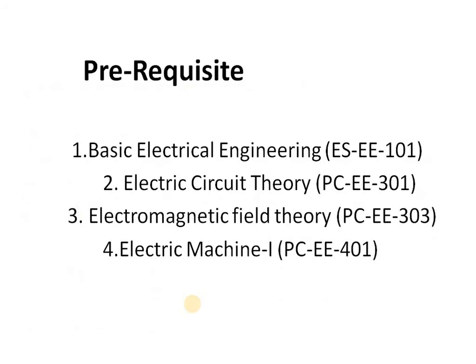Prerequisite knowledge. For any subject it is very important to have some prerequisite knowledge before continuing to a new topic or new subject. The prerequisite knowledge for Electrical Machine 2 is, first, basic electrical engineering, second, electric circuit theory, third, electromagnetic field theory, and fourth, Electrical Machine 1. These 4 subjects need to be covered before going to Electrical Machine 2.